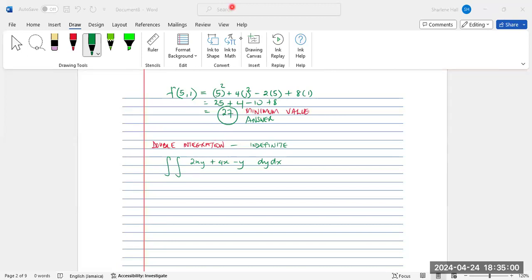I got x squared y squared upon 2, plus 2x squared minus y squared upon 2, plus cx. What did you get, Chevy? No, sir, my answer is not good. Tell me what you got, don't worry about it. So I got 2 plus cx plus c. 2 plus cx plus c. Yeah. All right.